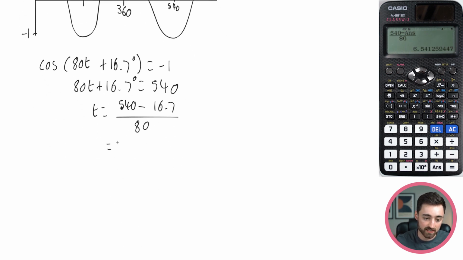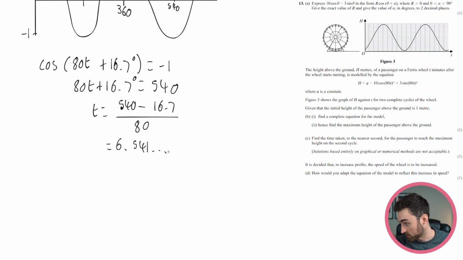So in this case, I have t equals 6.541... and then it wants, what does it want? It wants the nearest second. Okay, and I believe this t is measured in minutes, is it not? Let's see, yeah, t minutes. So how am I going to do this?